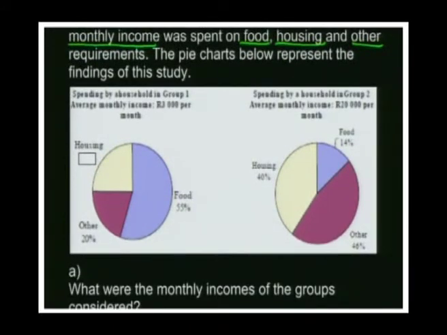Spending by a household in Group 1, their average monthly income was 3,000 Rand per month. I'll write this a bit bigger. 3,000 Rand per month. And our second pie chart over here looks at Group 2, which has an average of 20,000 Rand per month. So as you can see, this group of people doesn't earn a lot of money at all, and this group of people has quite a lot of money to use.